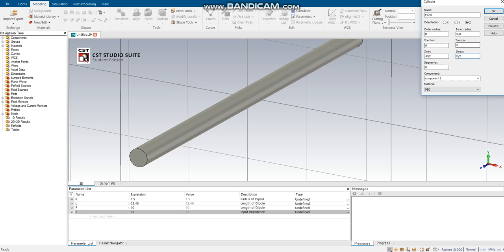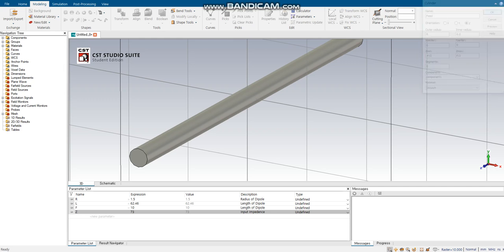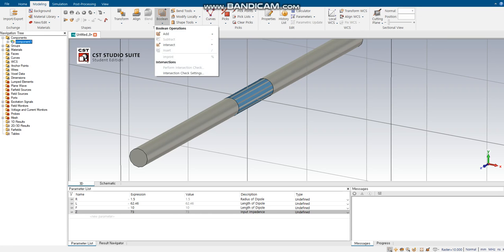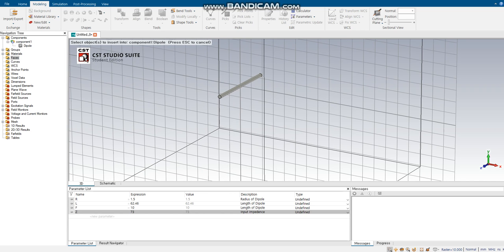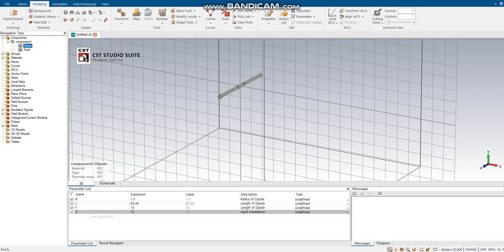Also, we could check the radiation efficiency and total efficiency in 1D result. Here we got radiation efficiency, total efficiency. The difference is total efficiency equals radiation efficiency times the transmission line efficiency. The difference is caused by the impedance mismatch here.